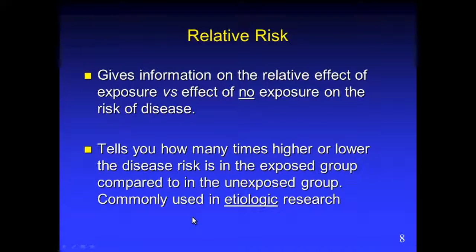So basically, the relative risk gives information on the effect in the exposed group relative to the effect of no exposure on the risk of disease. You can think of it as how many times higher or lower the risk is in the exposed group compared to the unexposed group. And we say that this is commonly used in etiologic research. Etiologic research is research which is attempting to find causal relationships between an exposure and a health outcome.